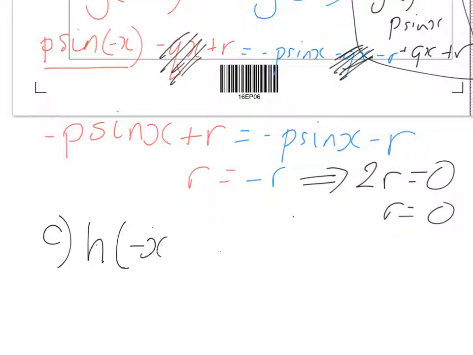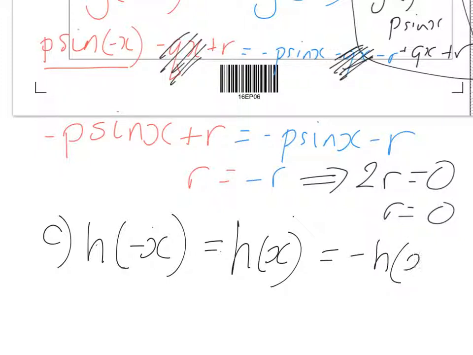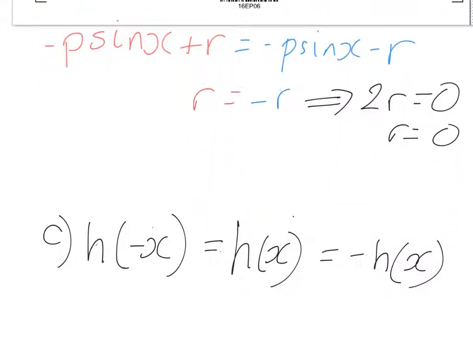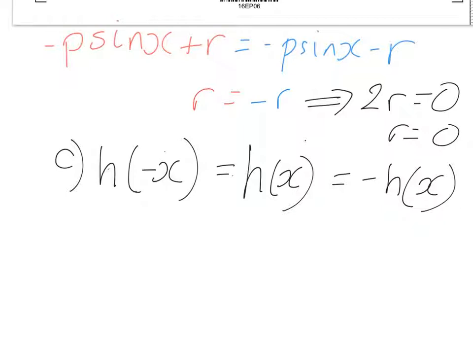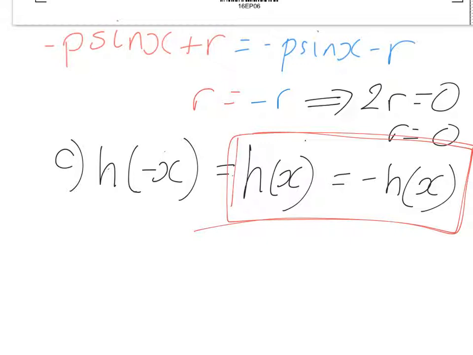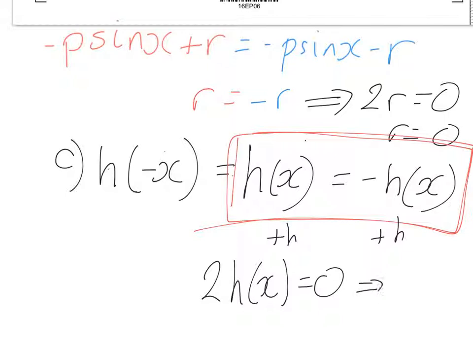Means h of negative x, because it's even, is equal to h of x, and because it's odd, is equal to minus h of x. We can just look at this equality, and it's the same thing we've seen in the previous two parts. We've got something equal to negative something. You can add h to both sides, and you get 2 lots of h of x is 0, which means that h of x is 0. The only function that is both odd and even.